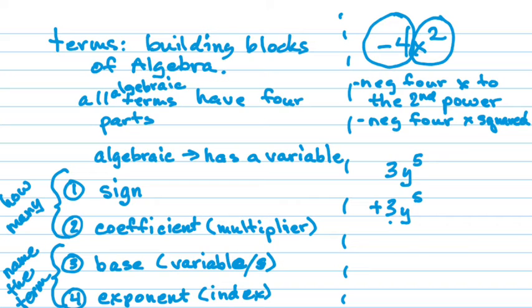Okay? So let's say, for example, I had this term. This is an algebraic term, has all four parts. What's the sign? Positive. There is no coefficient or multiplier, but if it's just an x, how many x's do you assume that to be? One. So there's always a 1 in front of every letter, no matter what. Okay? What's the base? X, and the exponent is 3.